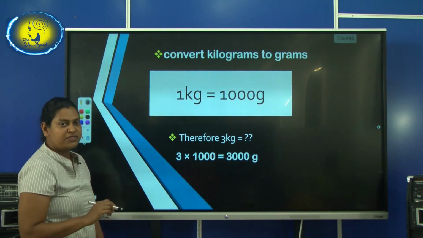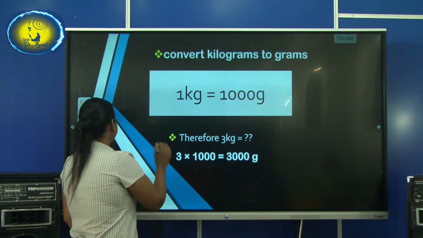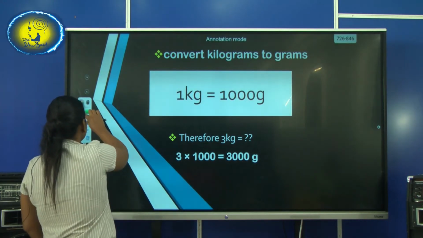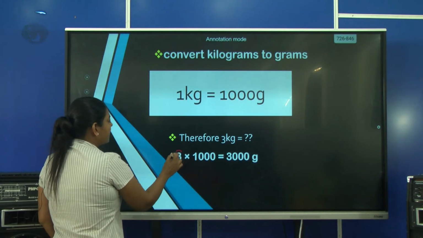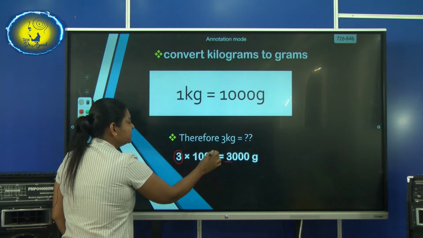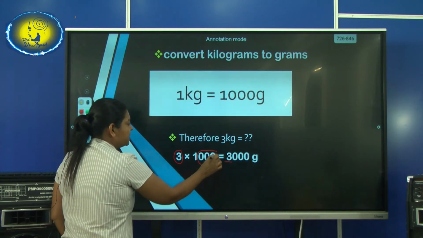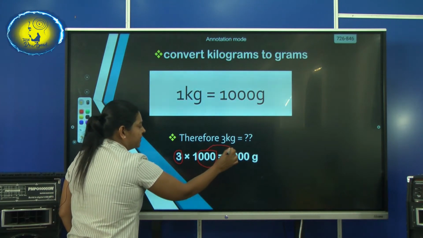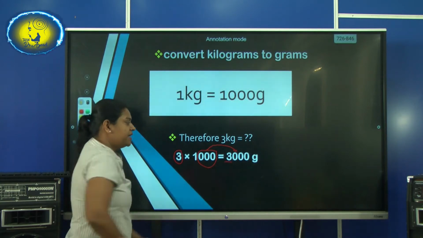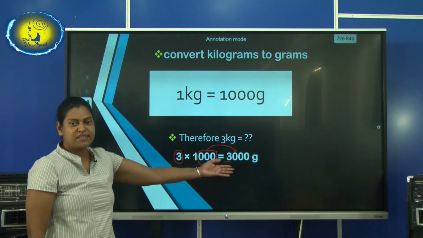There is a small trick. You can write this number 3 here, and you can take these 3 zeros to here. You can add these 3 zeros here. It will be 3000 grams.